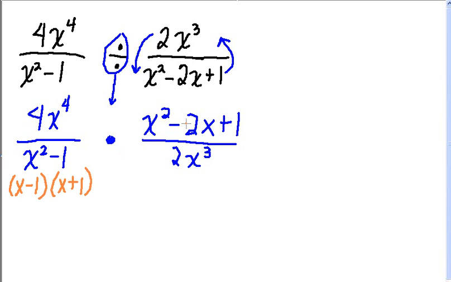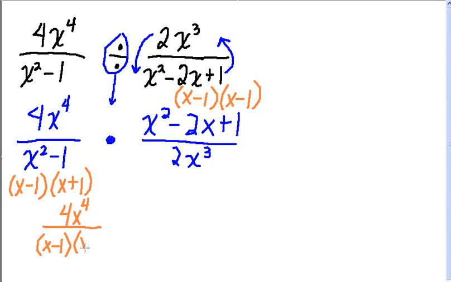All right. Now, up here, I'm looking for paired multiples of 1 that sum to negative 2. They are x minus 1 and x minus 1. Why? Because negative 1 times negative 1 yields a positive 1, and negative 1 plus negative 1 yields a negative 2. Now, I can rewrite this. I have 4x to the 4th over x minus 1, x plus 1, and I'm multiplying that by x minus 1, x minus 1 in my numerator, and 2x cubed in my denominator.